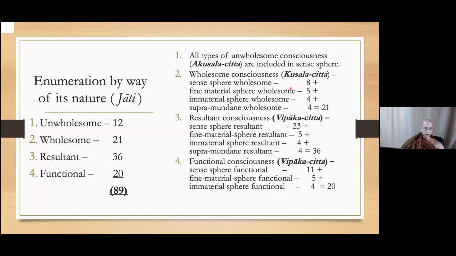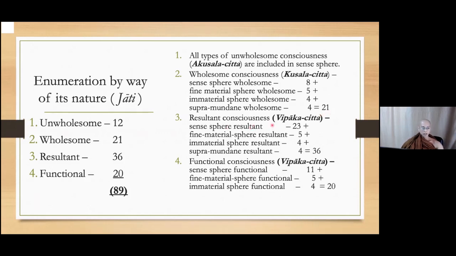So we can find in the sense sphere 8 types of wholesome consciousness, in the five material sphere wholesome 5, in the immaterial sphere wholesome 4, and also supramundane, which is out of the plane of existence. So altogether 21 types of wholesome consciousness come in this way.